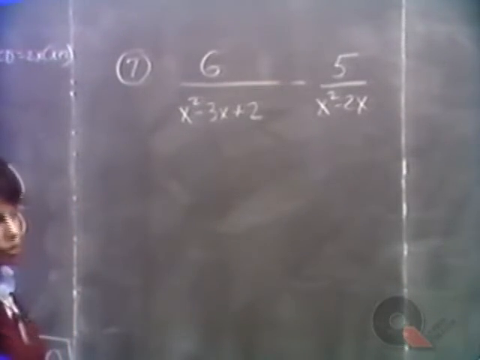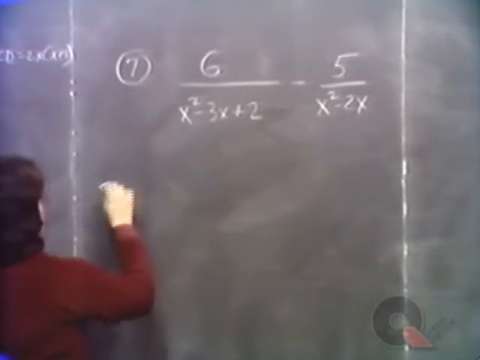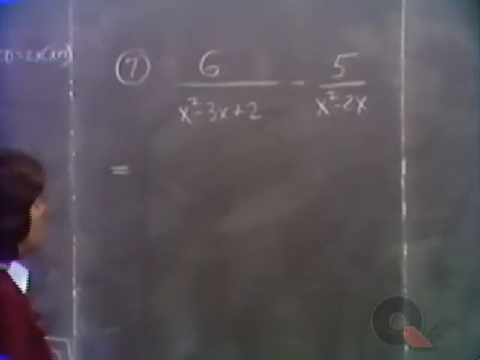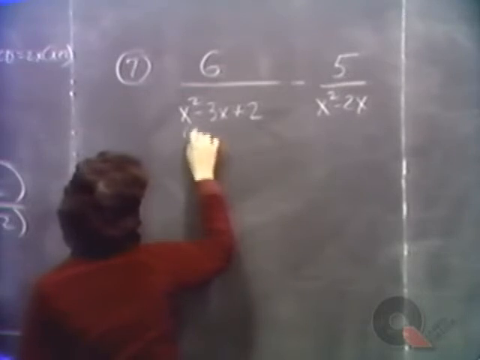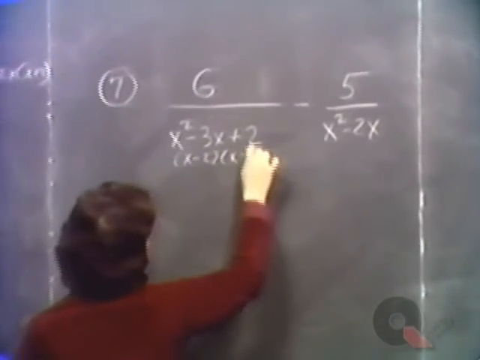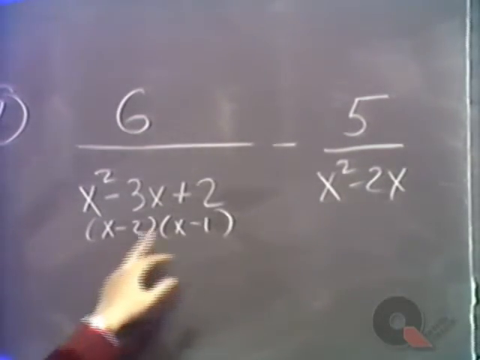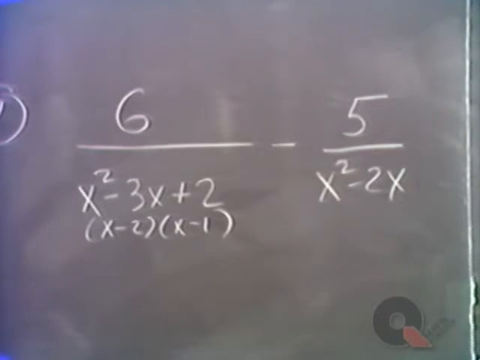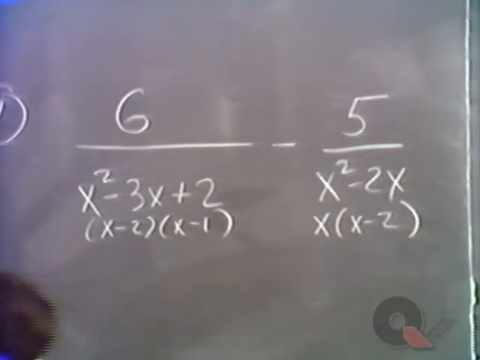Okay, once again, for addition or subtraction of fractions, we would like to have the same denominator so we can combine the numerators. And to determine the LCD, we're going to have to factor these denominators completely. X squared minus 3x plus 2 can be factored into x minus 2 times x minus 1. Let's see, x squared minus 1x minus 2x, that's minus 3x plus 2. And this denominator can be factored into x times x minus 2 by taking out the common factor x.